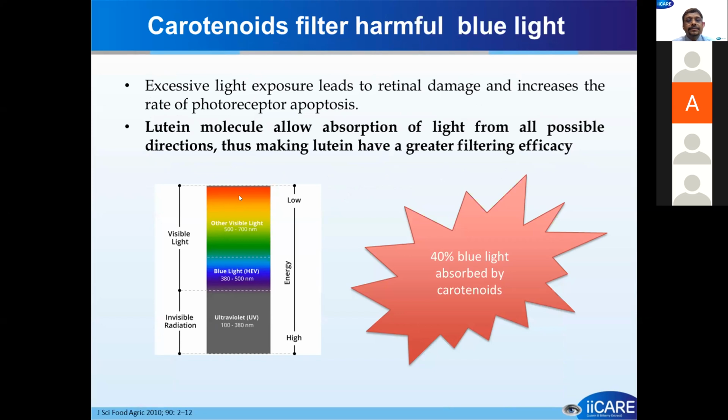And as we know, lutein is the molecule which allows the absorption of light from all possible directions, making it a greater filter for this blue light. So 40% of blue light is absorbed by these carotenoids. Among these carotenoids, lutein has the maximum capacity to absorb the blue light.